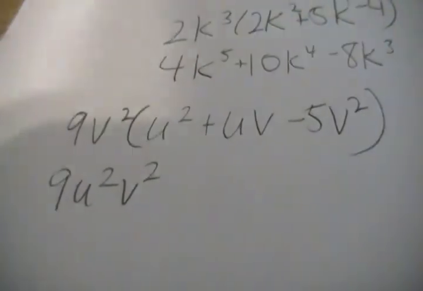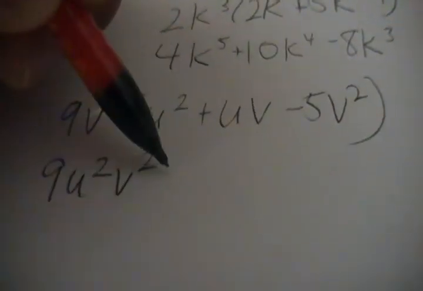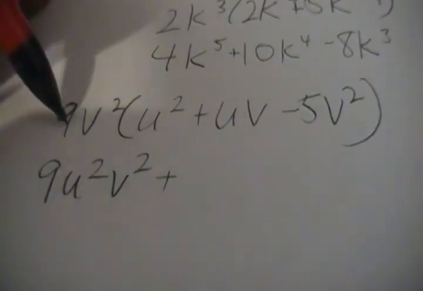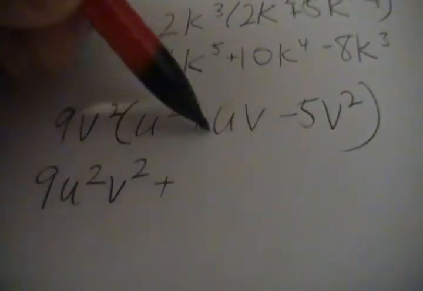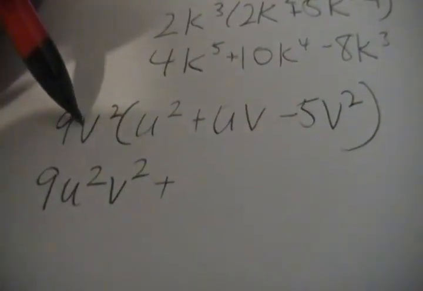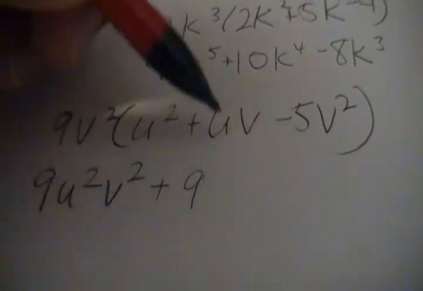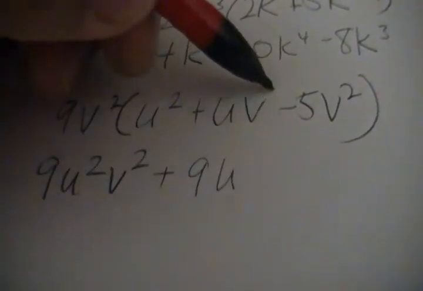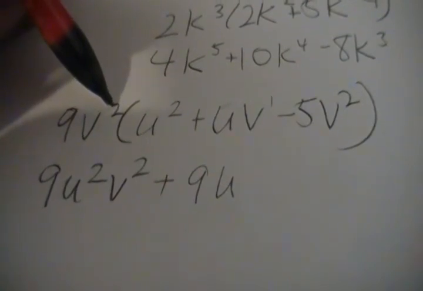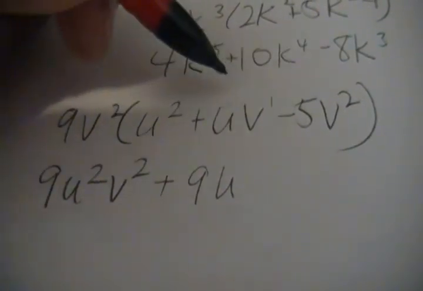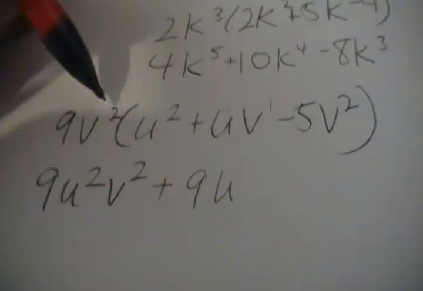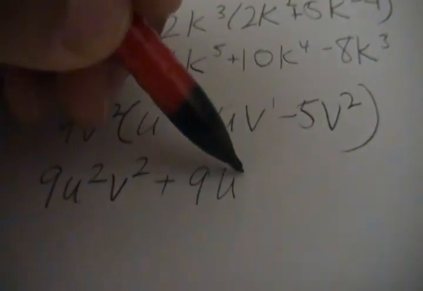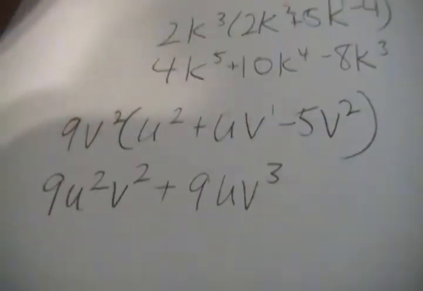So you can actually multiply them out. It's okay. Plus, so 9v squared times u times v is going to be 9u. Now we can combine the v's together, right? This is v to the 1. So this is going to be v squared. Alright, times v to the 1 is going to be 2 plus 1, which is going to be v cubed.